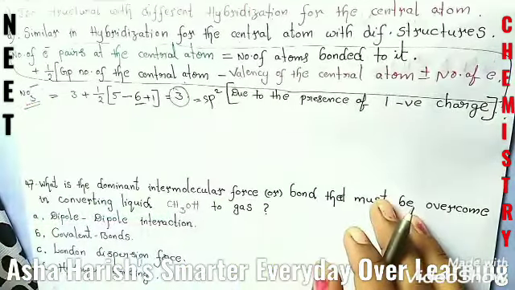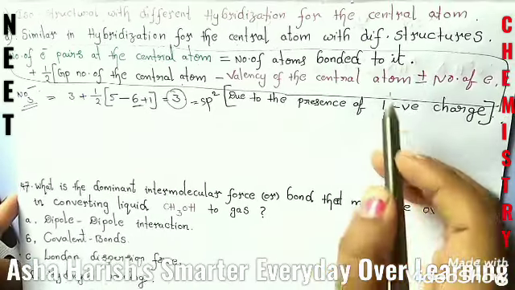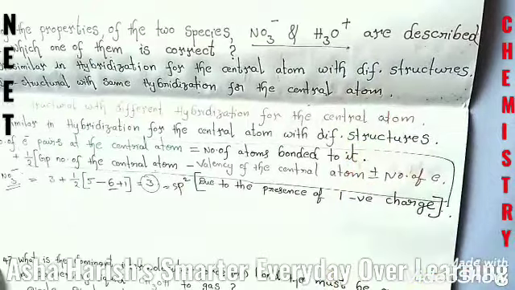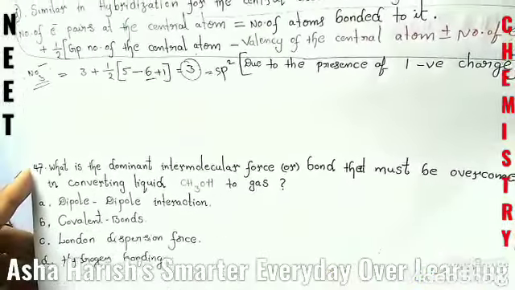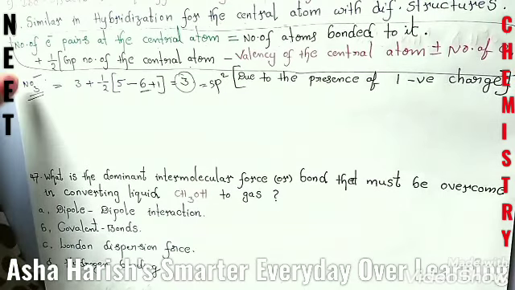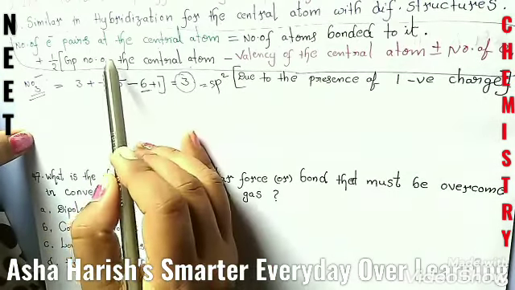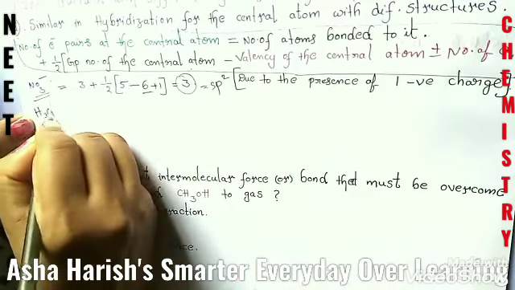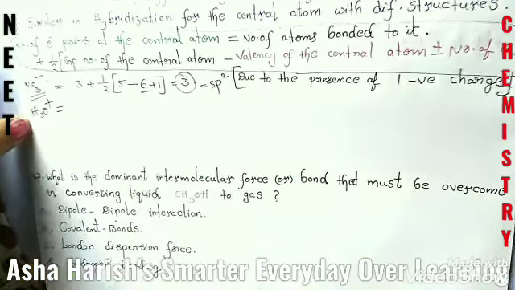And students, for the next ion, we have H3O plus, right? For this ion also we need to do this type of calculation for finding the number of electron pairs at the central atom for H3O plus. Right, students?